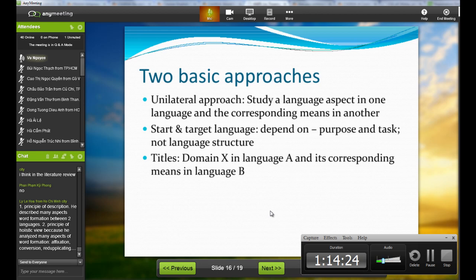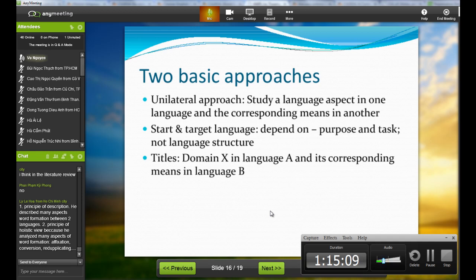Whether we start with the mother tongue or the target language very much depends on the purpose and the task of comparing. It does not depend on the language structure. For example, when we compare tenses in English and Vietnamese, whether you want to start from Vietnamese or start from English depends on your command of the language and your purpose of analysis.